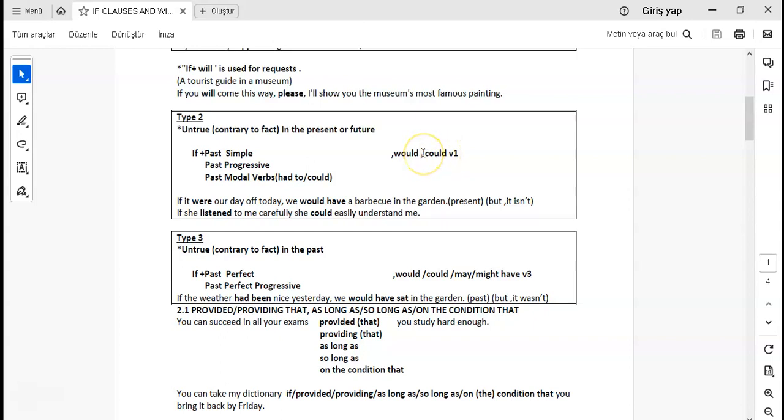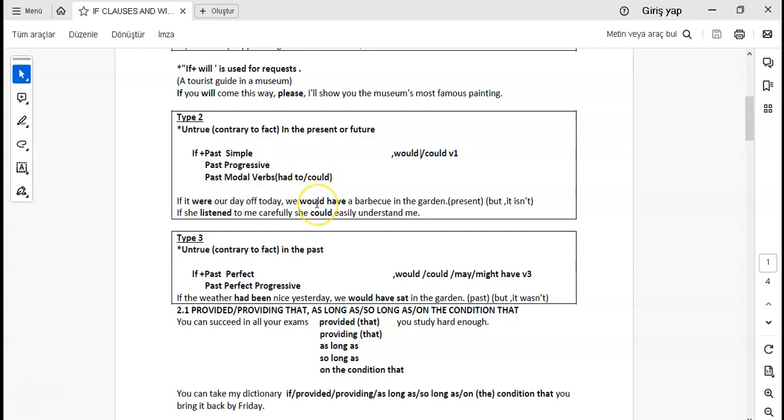Would is used for general situations, could is used for ability-based actions. For example, here's another rule. Whatever your subject pronoun is, you can't use was. In American English you can use was, but in British English you use were instead of was. For example, normally we would say if it was our day today. If you're using American English, you can say if it was, but if you're using British English, you have to say were. If she were, if I were, if it were, etc.